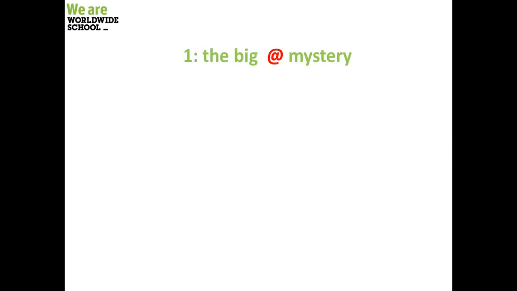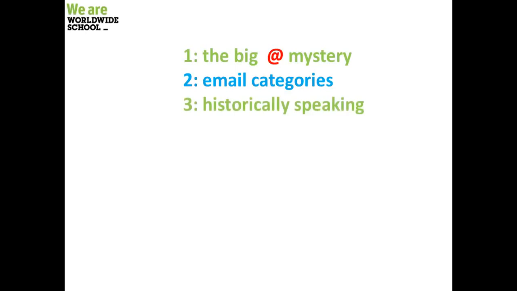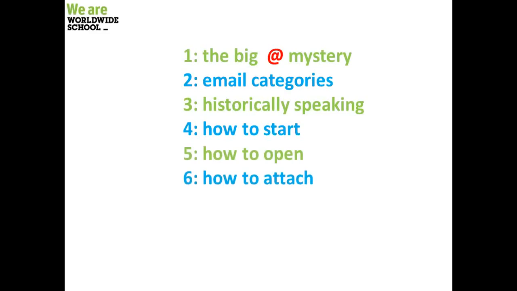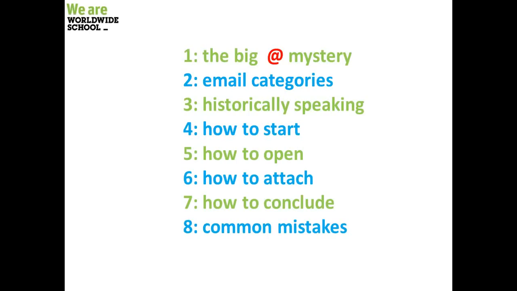So I want to show you what our plan is for today, and we've just covered the big @ mystery. What's more to come? Well, first of all, we'll take a look at email categories, right? We'll just see what kind of emails there are and what we should be careful about. We'll have a look at emails from, let's say, historical point of view, and then we'll just move on to practice. We'll see how to start emails, how to write an opening sentence, how to inform the reader about attachments, and how to conclude emails.